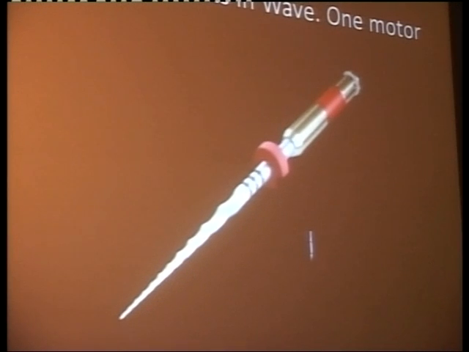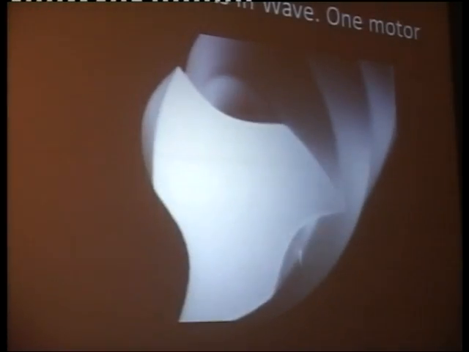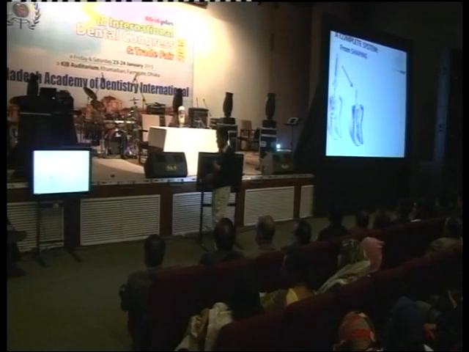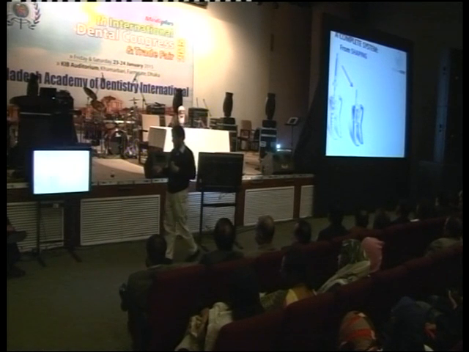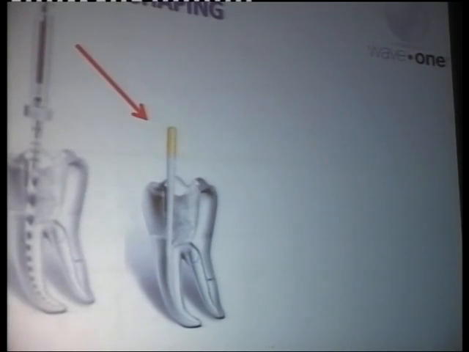This is the movement, how the file moves. It is not a continuous motion: clockwise, anticlockwise, clockwise, anticlockwise. This is the shaping file, number 1 in the picture. Then the paper point of similar size, which is called the small paper point. Small 5 corresponds to the small paper point.